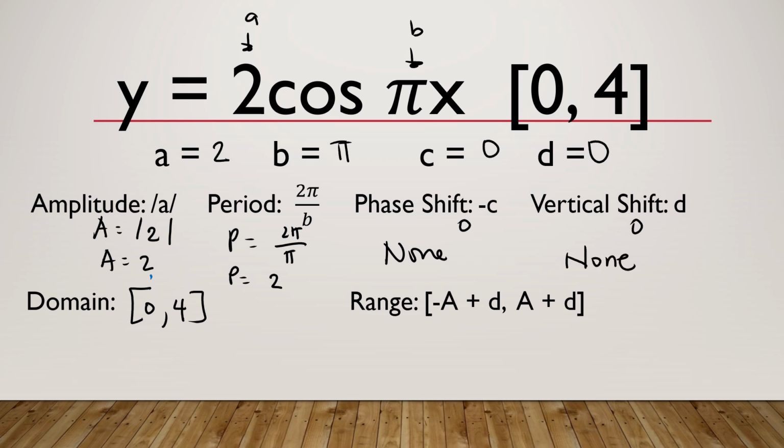We already have the domain. We just simply copy the restriction from 0 to 4, inclusive. So we're going to substitute the values. Instead of writing a, we're going to write 2. So we have negative 2 plus 0, and then 2 plus 0 because the value of d is equal to 0. Simplifying, negative 2 plus 0 is negative 2. 2 plus 0 is equal to 2. Therefore, our range is negative 2, 2.